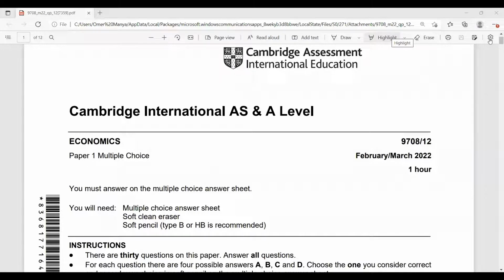Hello everyone. Today I will be attempting February-March 2022 and walking you through this paper. It is the paper 1 variant 2, which is the MCQ paper.